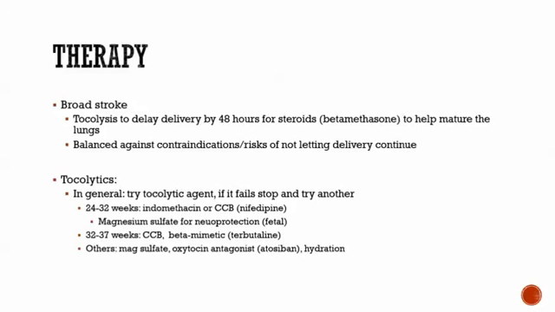Okay, continue on to some of the therapies that you'd use for preterm labor and delivery. We briefly mentioned this before. And so the broad stroke is that you use tocolysis to delay delivery. So you want delayed delivery by a day or two to allow the betamethasone that you give, the steroid that you give, to help the lungs mature. And you have to balance this against risks or contraindications, reasons that you wouldn't want to hold up the delivery.